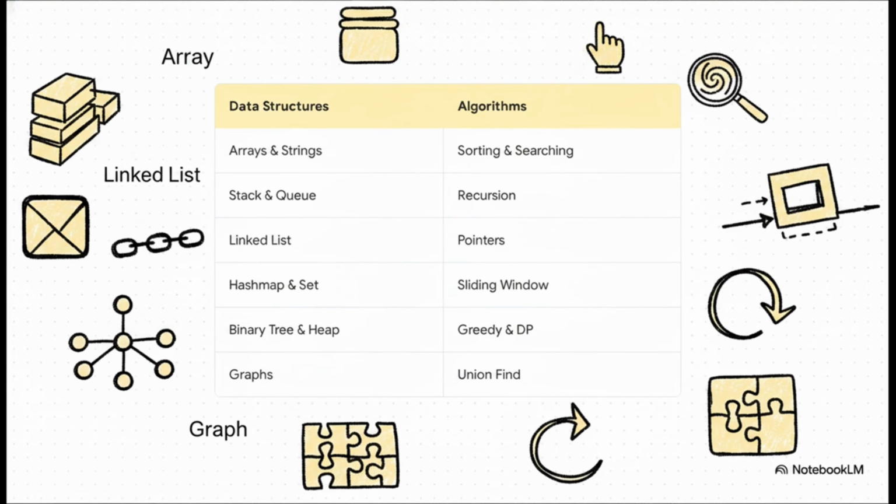To really demystify what DSA actually is, think of data structures as the different types of physical containers holding our materials. Sometimes you just need a simple array or a linked list, but other times you might need a complex binary tree or a graph to map out intricate relationships. Then, on the flip side, algorithms are the specific action steps and rule sets we perform on those containers. Stuff like sorting the data, searching through it using pointers or a sliding window, or using dynamic programming to solve really complex problems efficiently. You absolutely need to understand both sides to be an effective engineer.